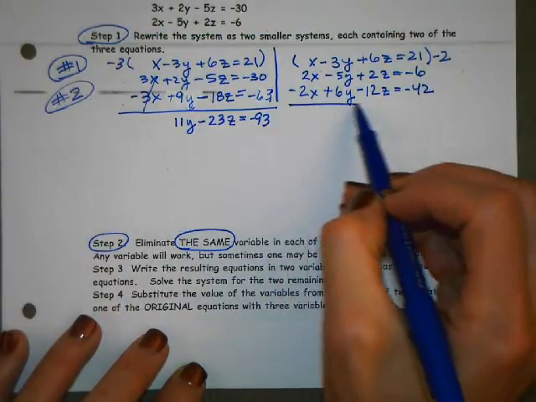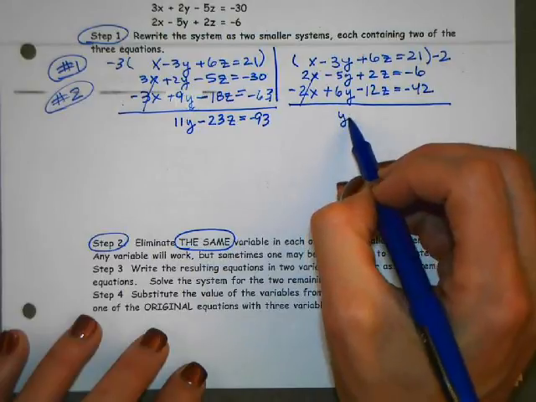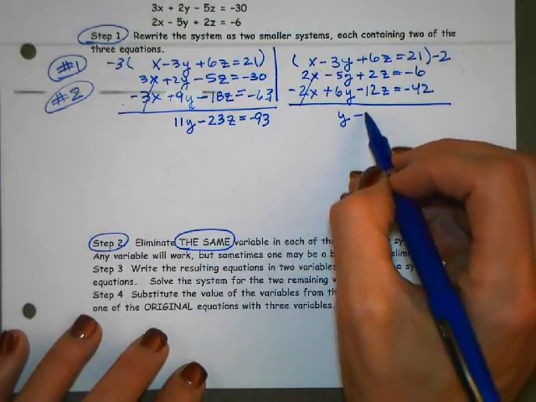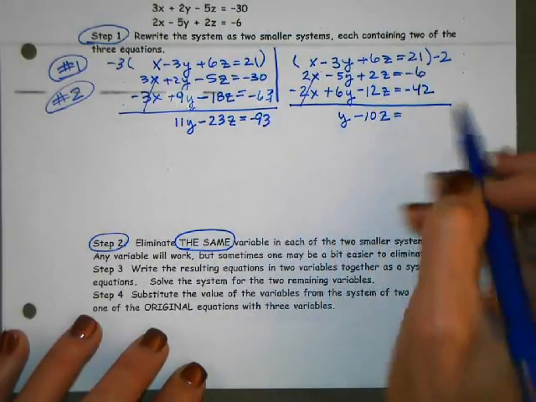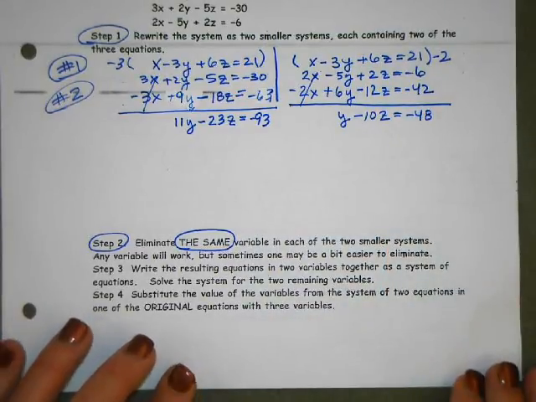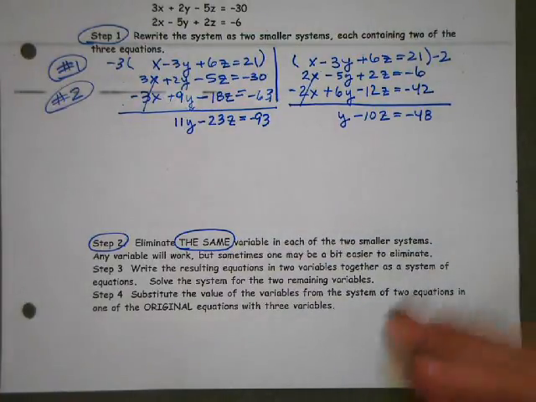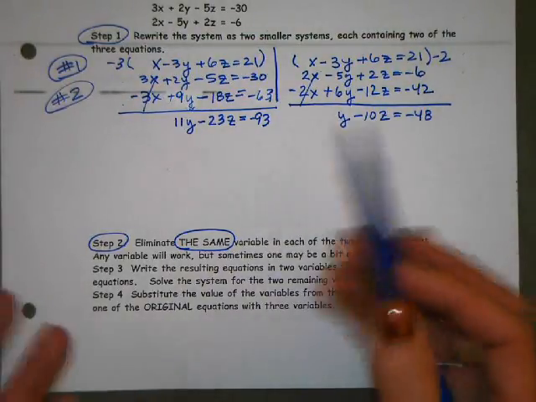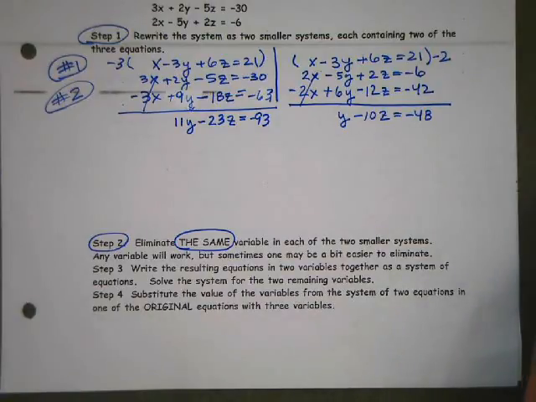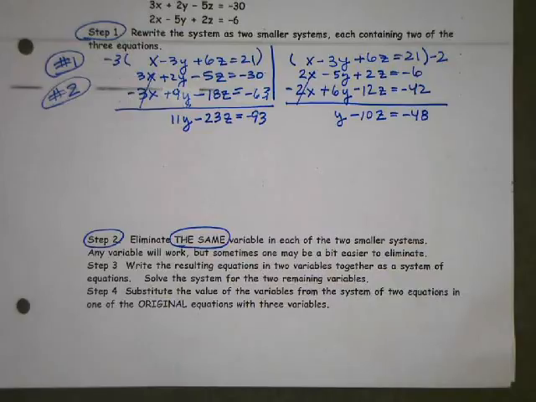Okay? And then I'll add the two together. So the x's cancel. I'll have a y, I'll have a -10z, and I'll have a -48. Okay? So we didn't do anything differently than we did last time, except when we got down to the end, we still have two variables. Because we have two variables, we actually do the step one more time.